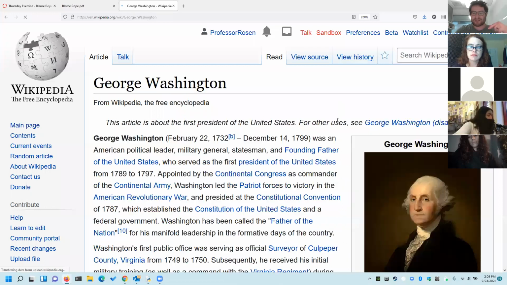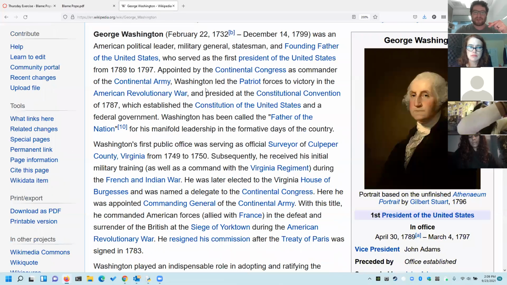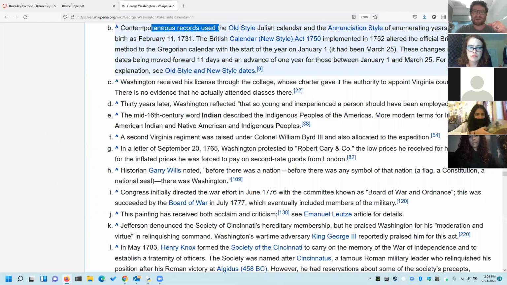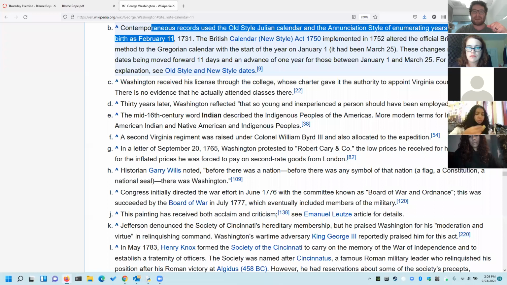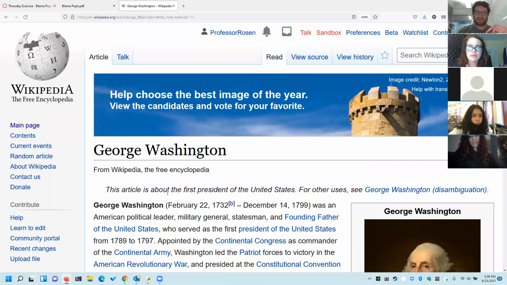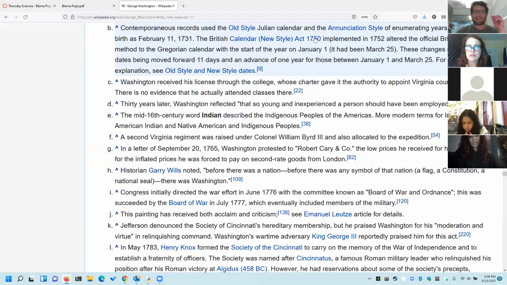If you try to do dates with George Washington involved here, notice that it has a footnote on his birthday. Contemporaneous records use the old style Julian calendar enunciation style of enumerating years, recording his birthday as February 11th, 1731. February 22nd, 1732. So point being is that basically before everybody kind of agreed on time, it was kind of a mess, and it's still a bit of a mess.